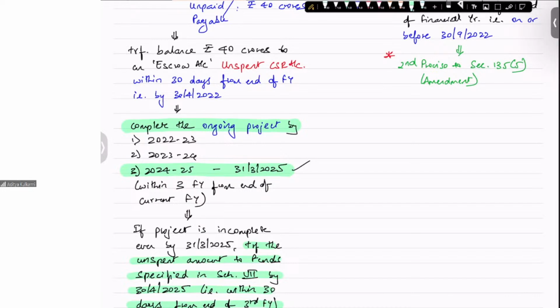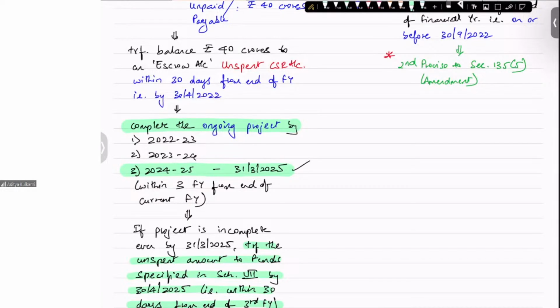Yes, are you clear? Did you understand escrow account? Yes. Yes, yes, it is clear. It is clear. Okay.